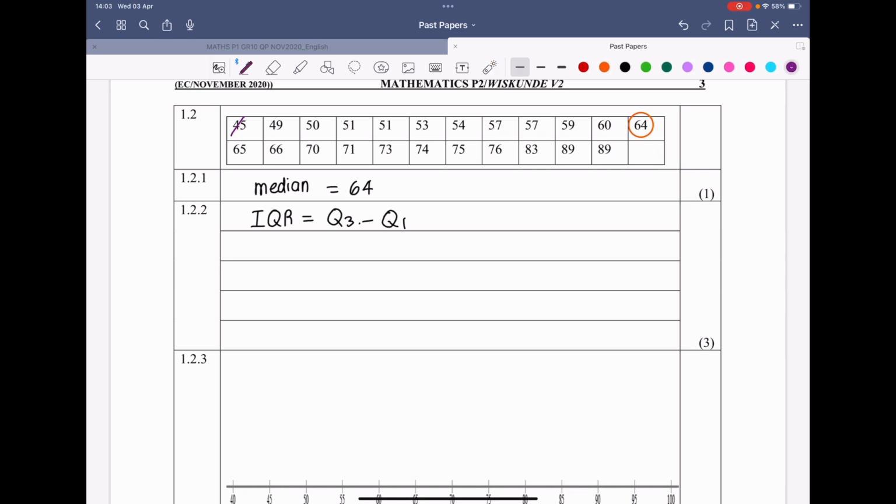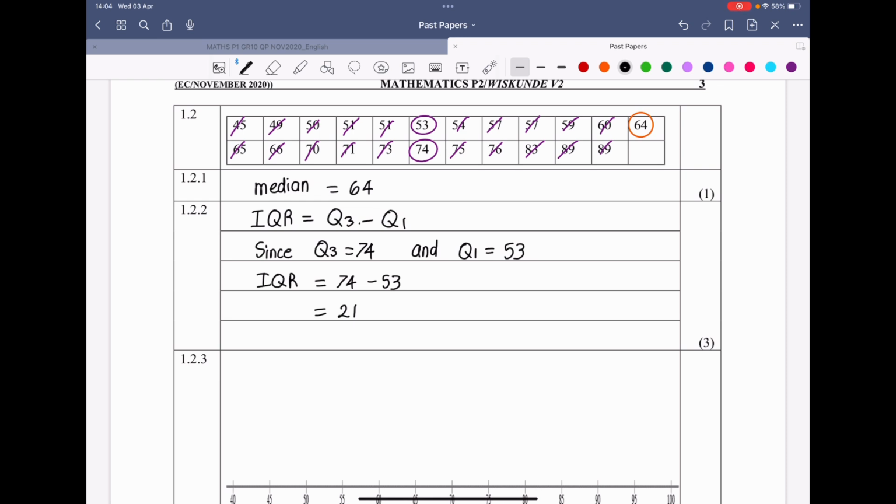So I'm going to do the same thing I did with my median, crossing these numbers until I find myself in the middle. So this one's 53, and then this one is 74. So I'm going to say since Q3 equals 74 and Q1 is equal to 53, then my interquartile range is equal to 74 minus 53, and that's equal to 21.